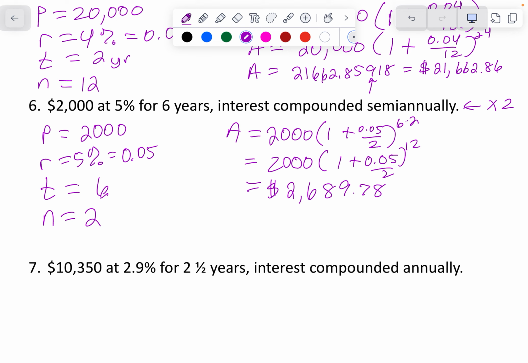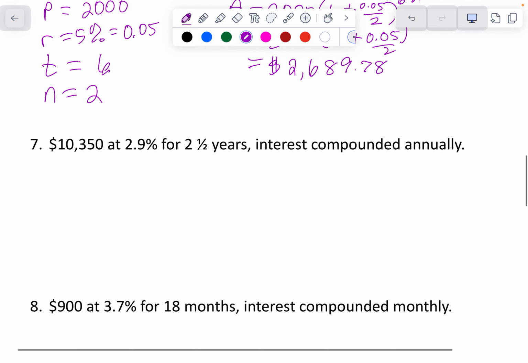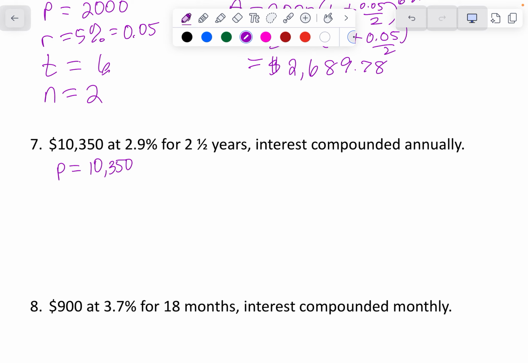Okay, let's take a look at the last two, and then we're ready to go. Okay, number 7. Our P is 10,350. Our R is 2.9%, which is 0.029. Our time is 2.5, you can use 2.5. And then our N. This annually means that our N is 1.